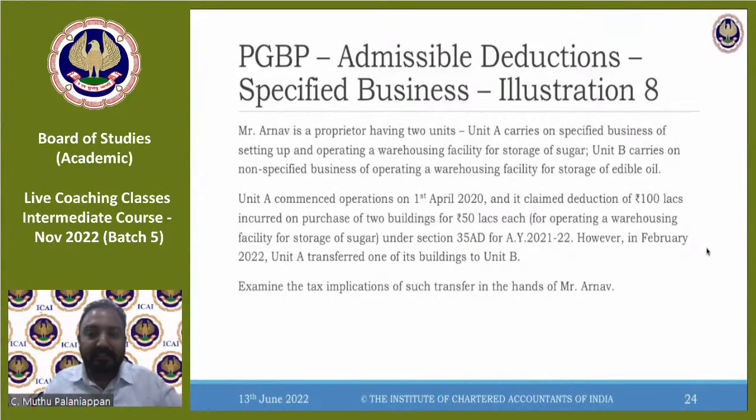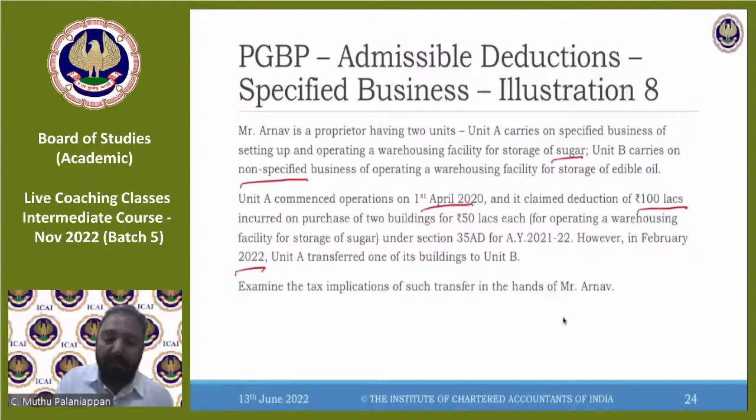So to understand this, a transfer example. Unit A carries on a specified business for storage of sugar. Unit B is a non-specified business, a warehousing facility for edible oil. Unit A commenced on 1st April 2020 and claimed deduction of 100 lakhs, incurred on 2 buildings of 50 lakh each for operating a warehouse facility under section 35AD. However, in February 2022, Unit A transferred one of its buildings to Unit B. So what is happening here is transferring within 8 years to another business.